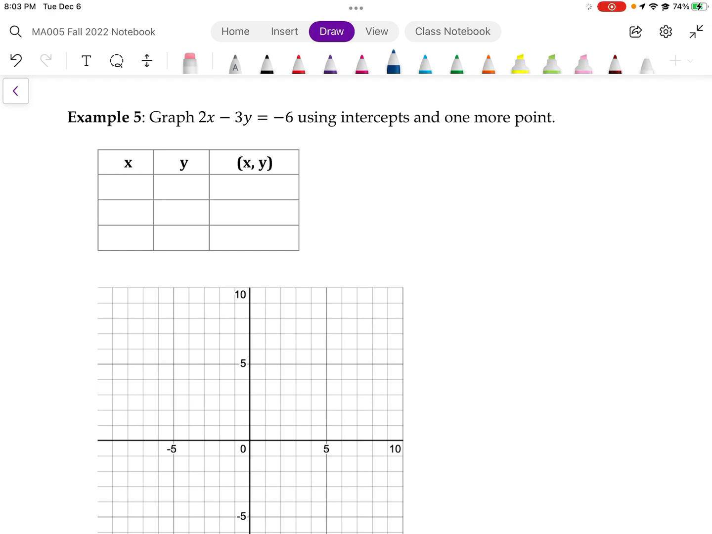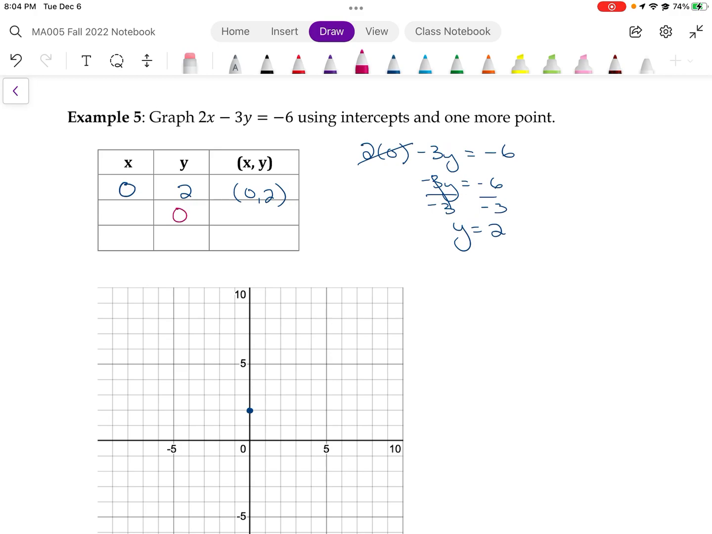Okay, so I'm going to do x is 0, and then I'll come back and do y is 0, and then I'll pick a point for the third point. All right, so we're going to do 2 times 0 minus 3y equals negative 6. So this goes away. Negative 3y equals negative 6. Divide by negative 3, and I get y equals 2. Okay, so y equals 2 when x equals 0. That is the point 0, 2. Okay, 0, 2 is right there.